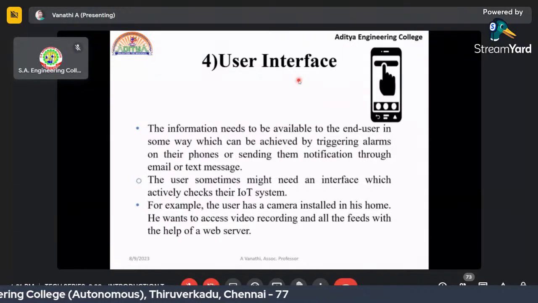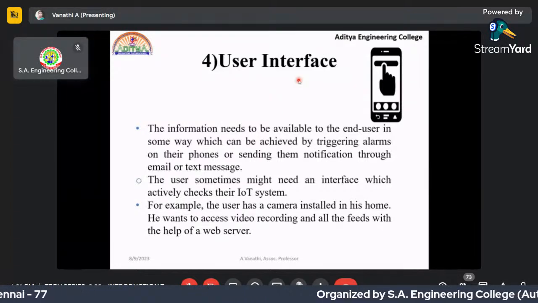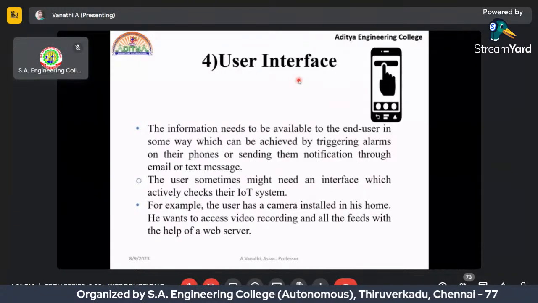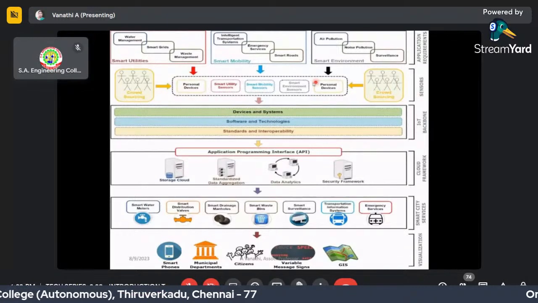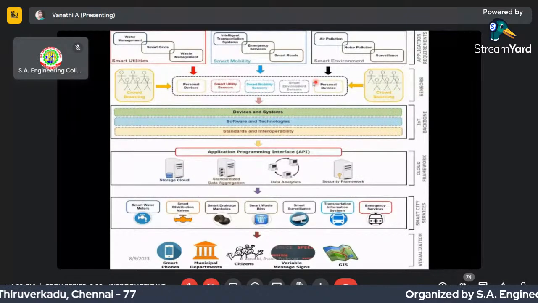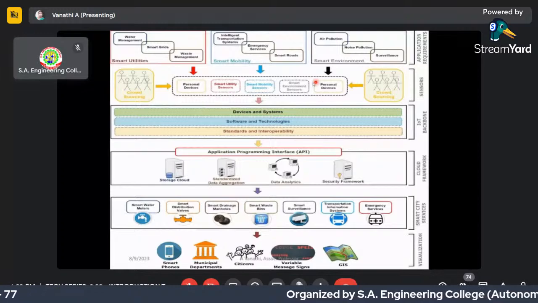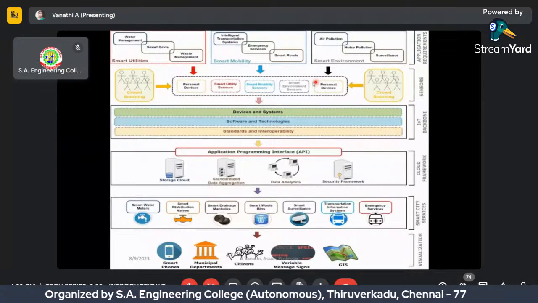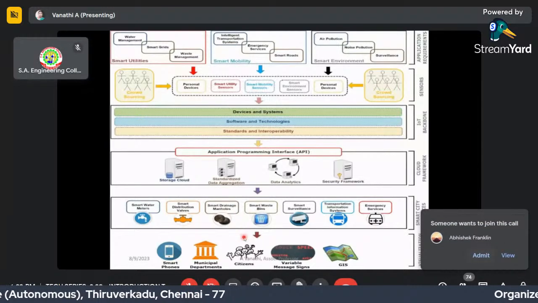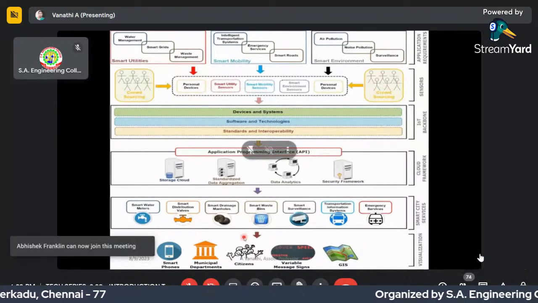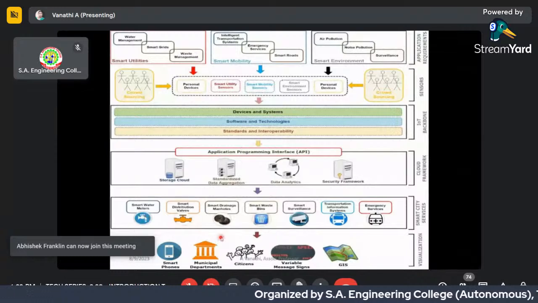So you can see, when you take this place, this is your application programming interface, which we can shortly call an API. So using the API, we'll go for the end users. First, we'll have the sensor. Here you can see the various sensors. From the sensors, it will be connected to the device and system. And using some software or technologies, we'll give it to the API, where it will be analyzed and processed, and it will be given to the UI, or we can call it an interface, where it can be used by the end users.